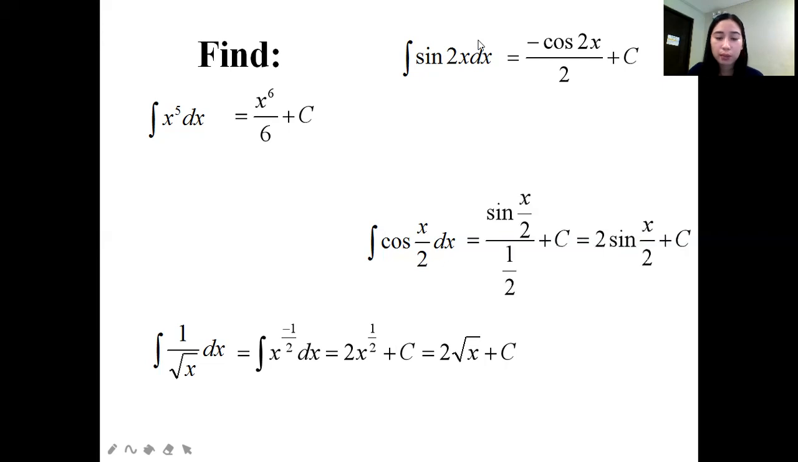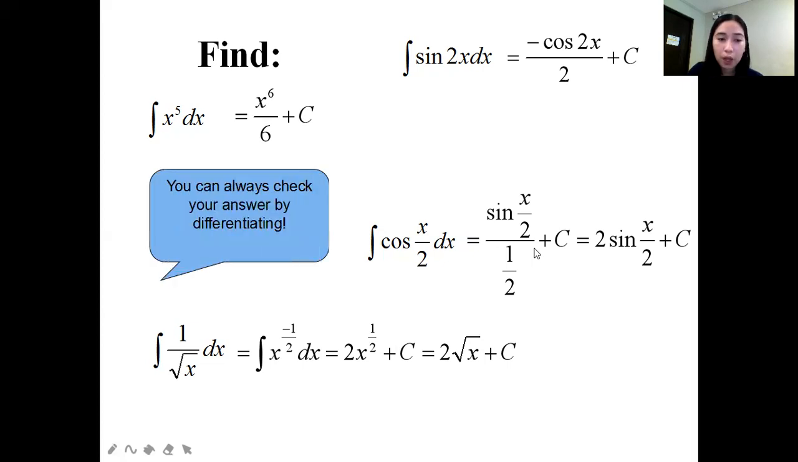So, next. It's a bit lengthy. So, the integral of cos x to the 1/2, or cos 1/2 x dx. If we're asked to find the integral of that function, the answer is sine x to the 1/2 over 1/2 plus c, or 2 sine x to the 1/2 plus c. So we can always check our answers by differentiating.